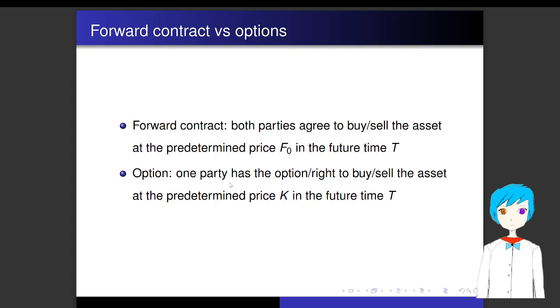For the option, one party has the option or the right to buy or sell the asset at the predetermined price capital K in the future time T. So he could choose to do so or not to do so. But if he chooses not to do so, the other side cannot force him to buy or sell the underlying asset.